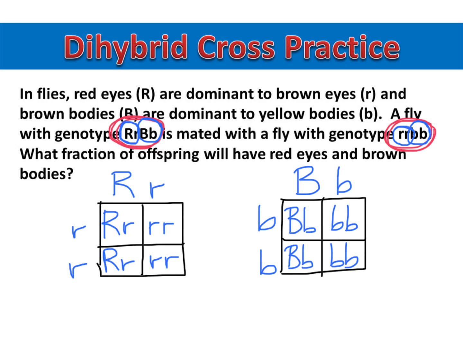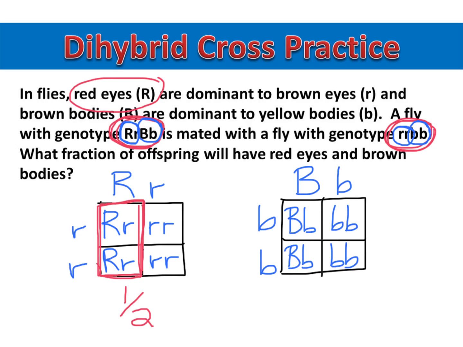And now let's look at our question. It wants to know what fraction of offspring will have red eyes and brown bodies. Well, red eyes is the dominant allele. So as long as the offspring have at least one dominant allele, they should have red eyes. And these two boxes have the dominant allele in them. So 2 out of 4 is half of the offspring.